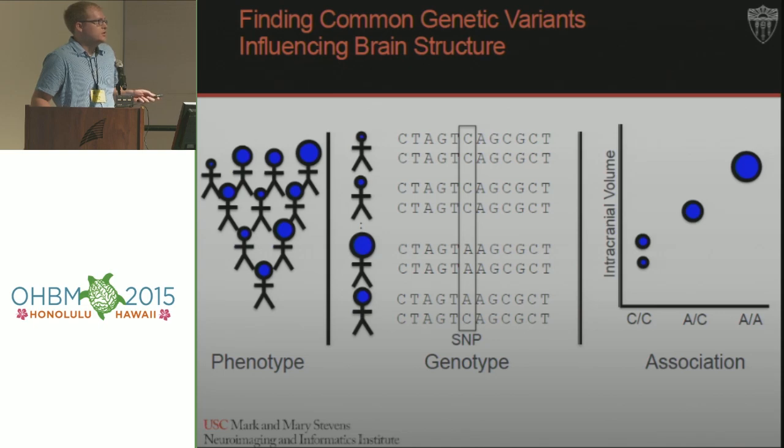And we're scanning along their genome and finding a location where people vary. And then taking the brain size and plotting it against which genotype they have. And so this is kind of just a really simple example, but it's a clear linear relationship. Each additional A allele gives you an increase in brain volume.